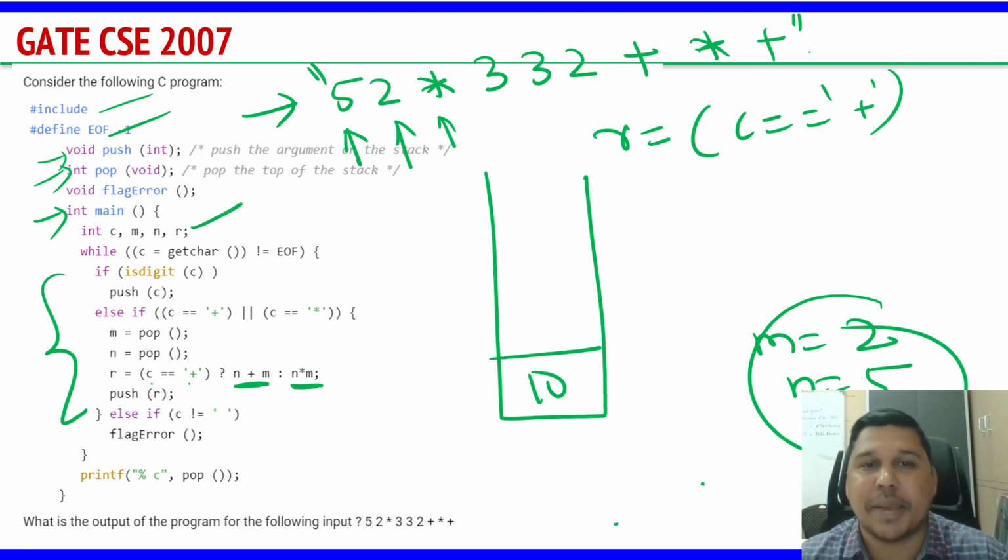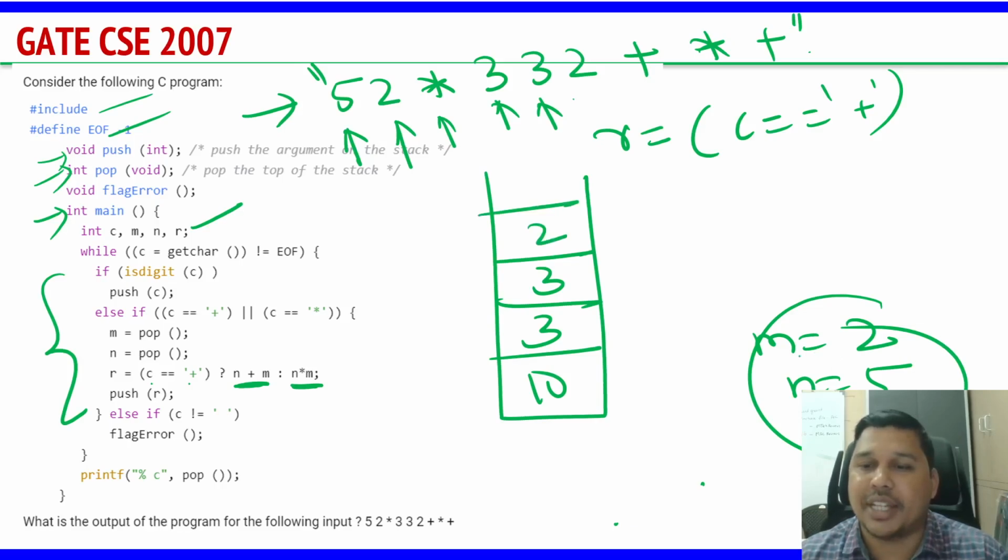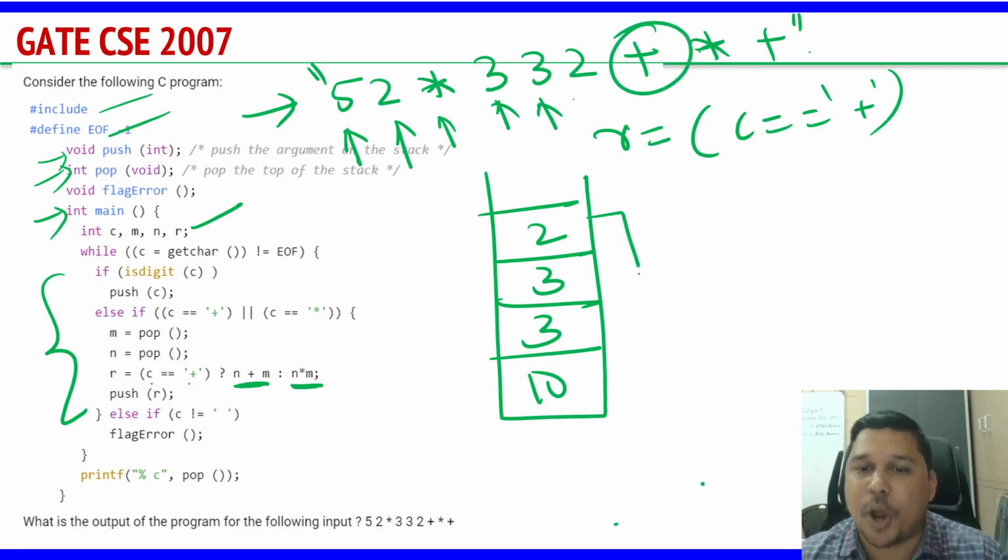If you iterate, it's again the same thing. Then came 3, insert 3. Then came another 3, insert 3. Then came 2, insert 2. After that, we got plus. So take the top 2 and add them. This becomes 3 plus 2, 5.